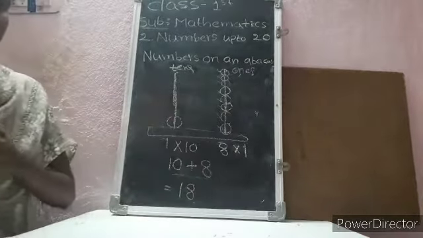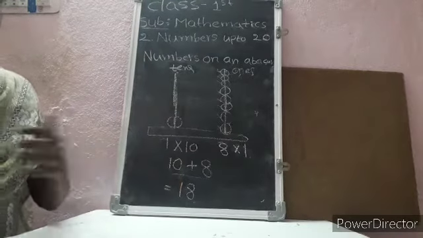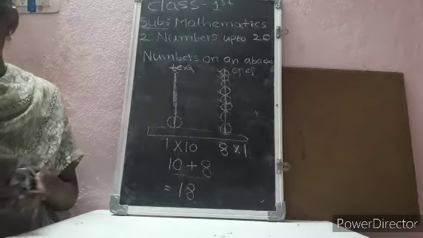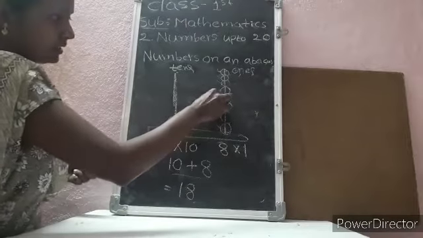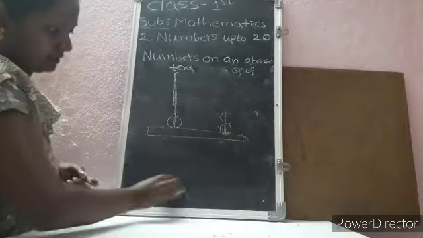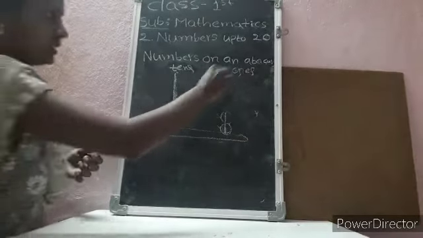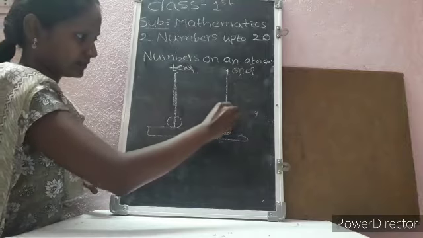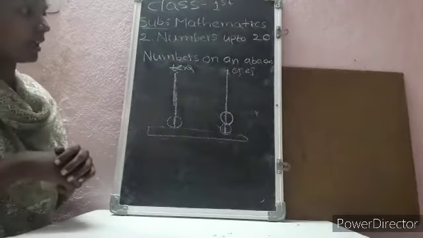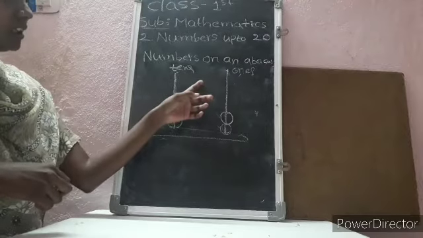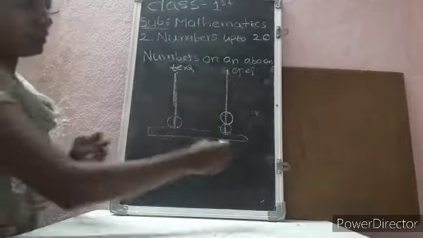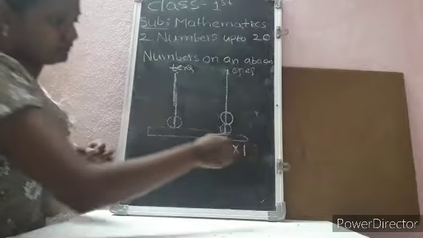18. This abacus shows the number 18. And now the next one. Here we are taking another abacus tool. So now here is the ones place. Write down 1.